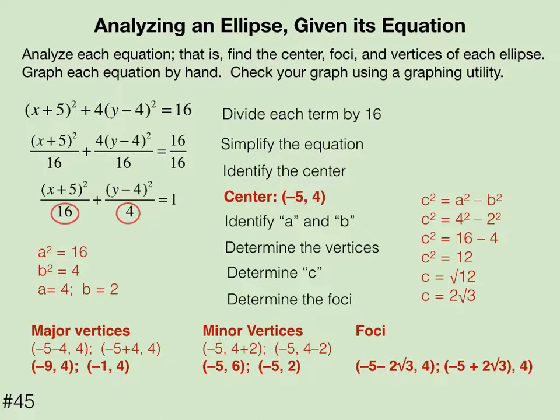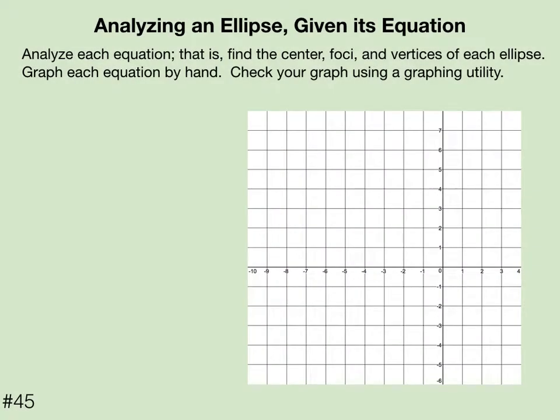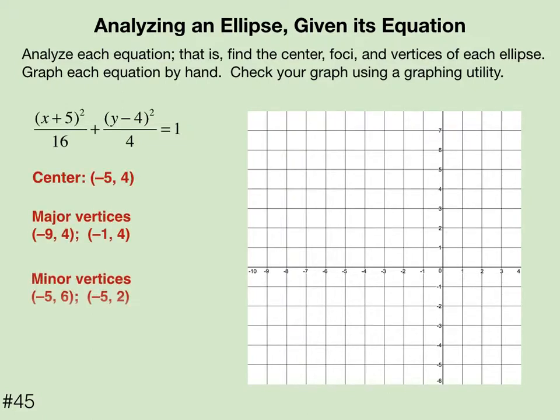So what we want to do is now take all this information and graph it. So we'll start with a clean slate here, and we'll start with the equation that we had determined was equivalent to the given ellipse. Here's all the information that we got from the previous page. And we can first of all start by graphing the center at (-5, 4). Our major vertices, remember, are going to be 4 to the left of that and 4 to the right of that.